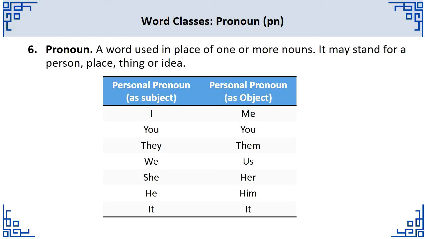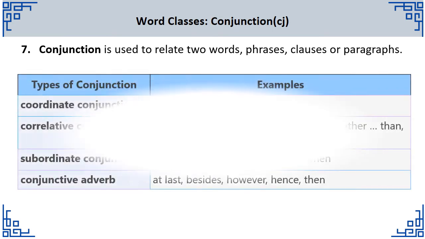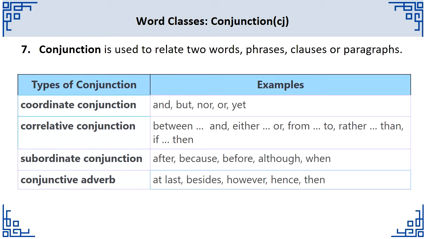A pronoun is a word used in place of one or more nouns. It may stand for a person, place, thing, or idea. Conjunction is used to relate two words, phrases, clauses, or paragraphs.